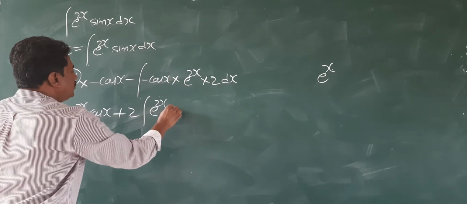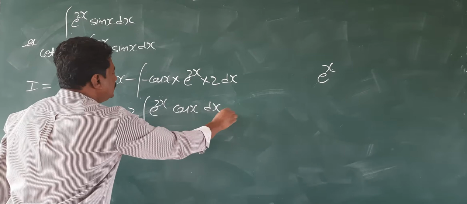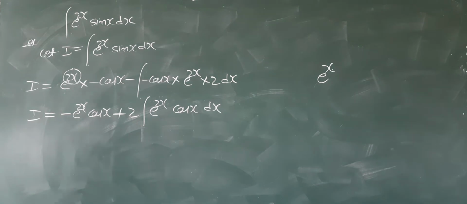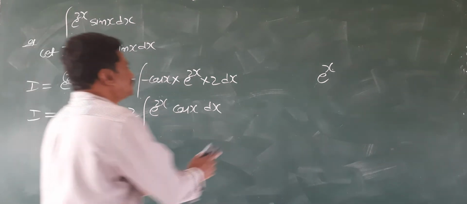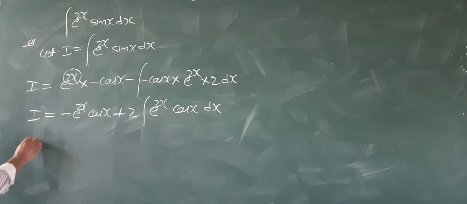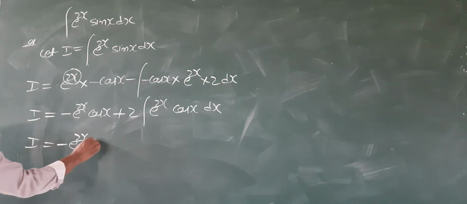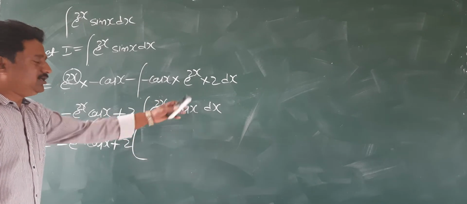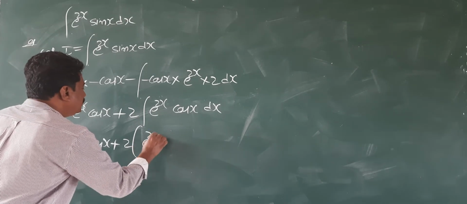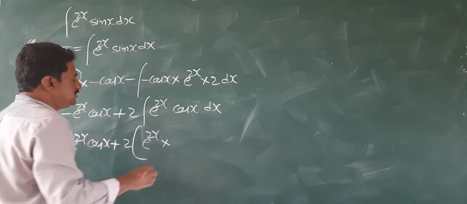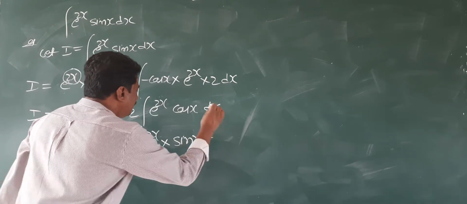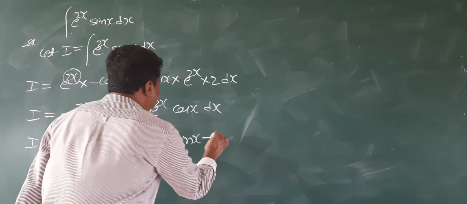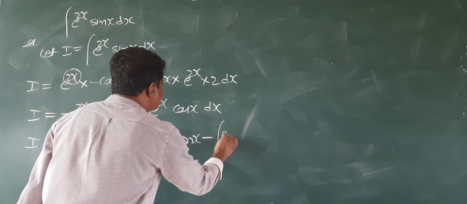Integration of e power 2x cos x dx. For that, put a bracket with the 2 and apply parts once again. So now I equals minus e power 2x cos x plus 2 into, apply parts: first into integration of second. So e power 2x, integration of cos x is sin x, minus first into integration of second, cos x is sin x, minus integration, carry that as it is inside.